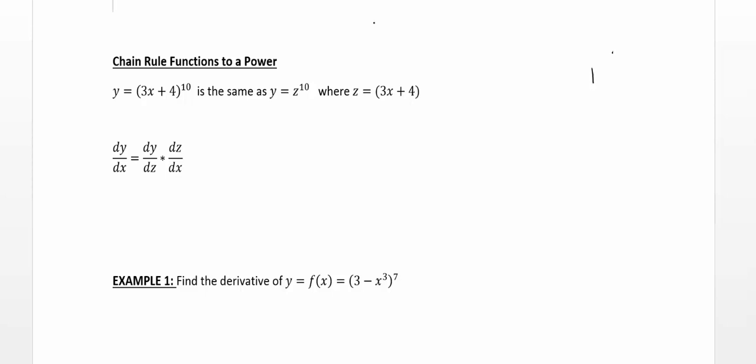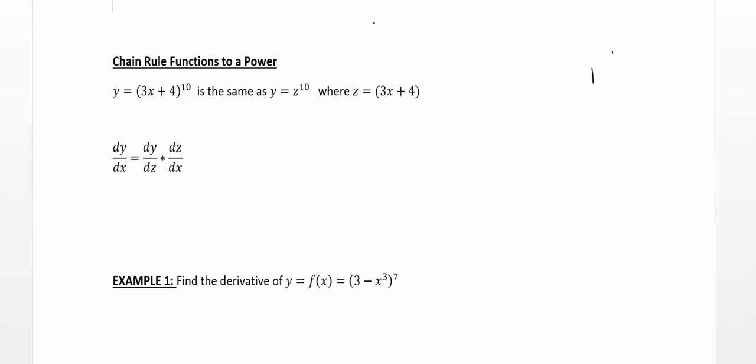So consider the function y equals (3x plus 4) raised to the 10th power. What we need to do is rewrite this and separate out the outside function and the inside function using what we learned in the first video. So we're going to rewrite this as y equals z to the 10th, where z equals 3x plus 4.